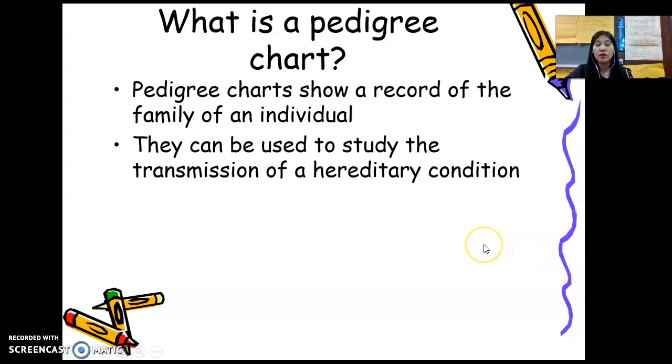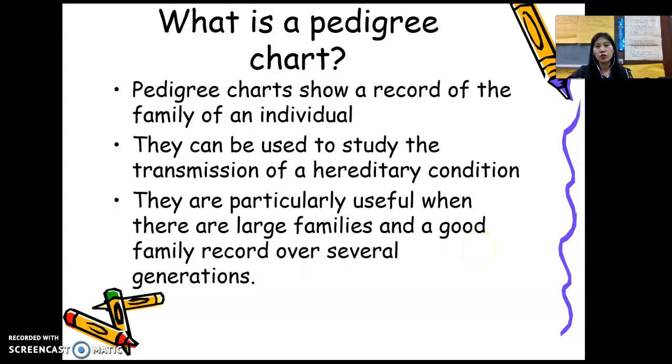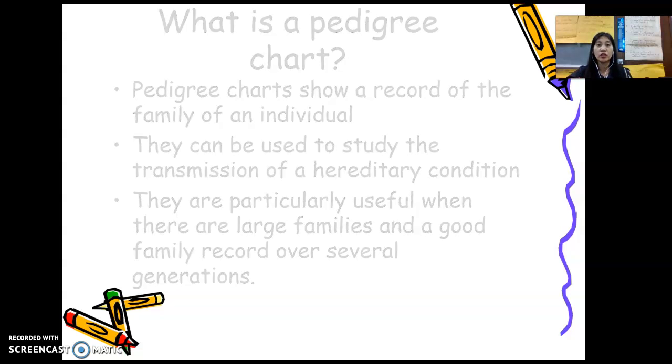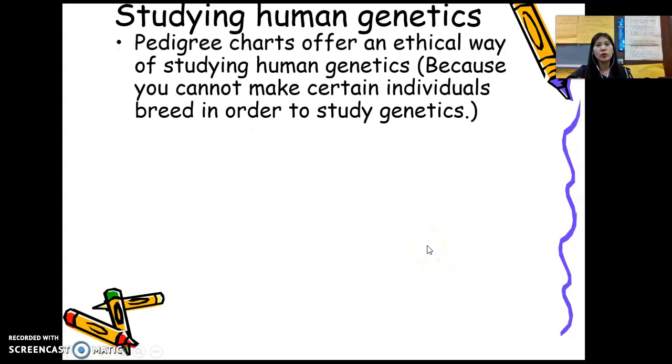So it is really true that you can show a record of your family. So to study the transmission of diseases, say for example high blood pressure, heart disease, or whatever it is, you can also show that record from your family history. They are very useful when you have a large family and a good family record over several generations as well. So when we study human genetics, it will offer an ethical way, because you cannot make certain individuals breed in order to study genetics, right?